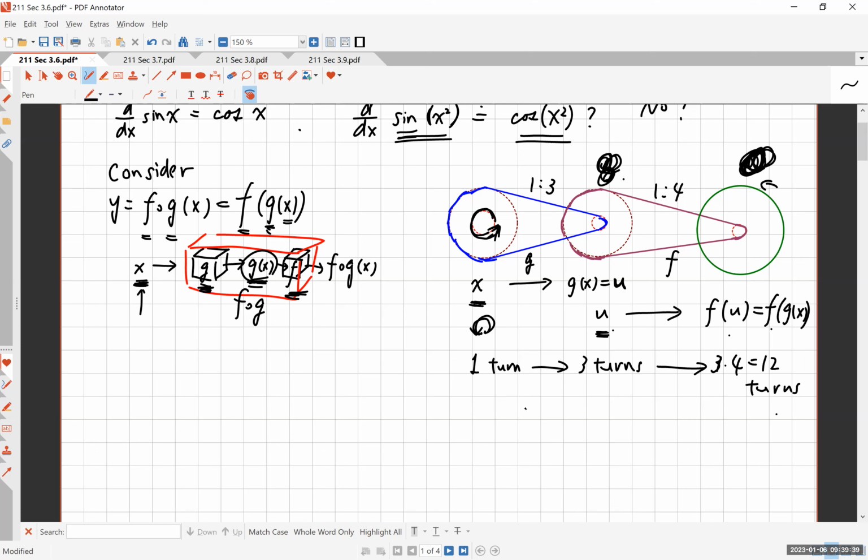All right, and mathematically speaking, this is what I'm saying. g has the derivative of 3 with respect to x. So du dx is equal to 3. And what I'm saying here is that, see, y is f of u, right? So this is y here.